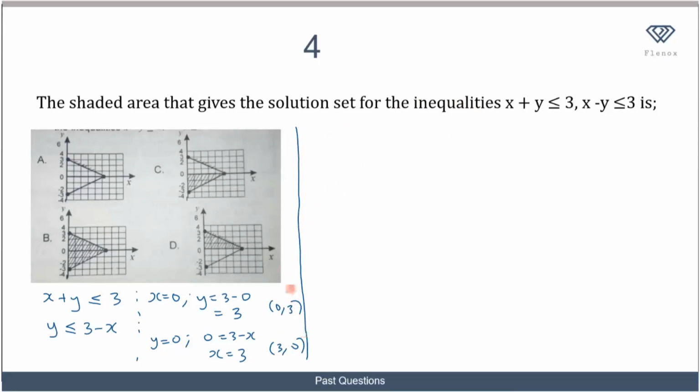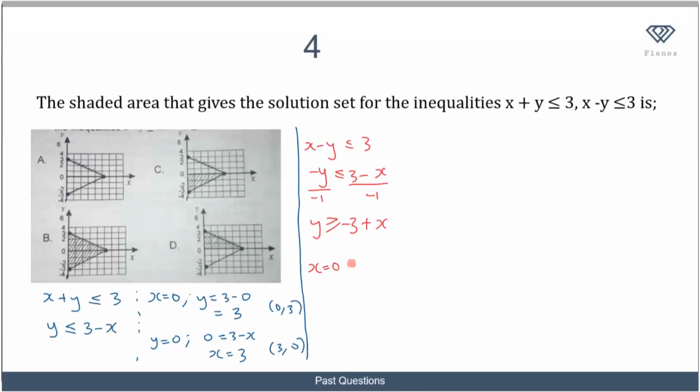Now we take the second inequality and solve it in the same fashion. So here now we have x minus y is less than or equals to 3. So we'll make y the subject of the formula. So minus y is less than or equals to 3 minus x. To remove the minus, you have to divide both sides by minus 1. So if we divide both sides by minus 1, we have y, then we have to change the inequality sign to greater than or equals to. Then we have 3 divided by minus 1, which gives me minus 3, and minus x divided by minus 1, which gives me plus x.